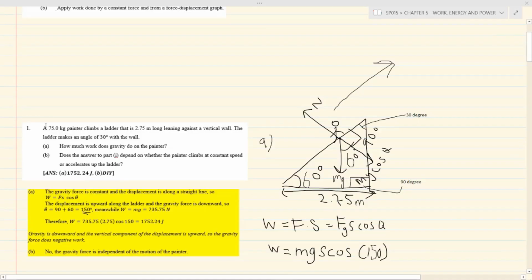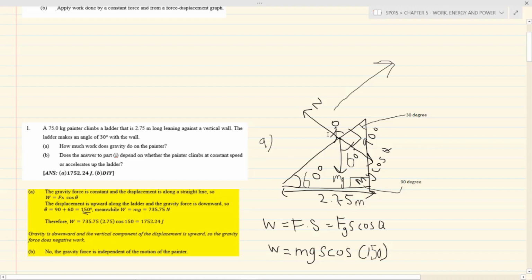Okay, a 75 kg painter climbs a ladder that is 2.75 meters long, leaning against a vertical wall. The ladder makes an angle 30 degrees with the wall. So ni adalah dia punya sketching lah. Okay, so ladder adalah sini. This part is the ladder. Okay, so just this part is the ladder. Then you have wall, vertical wall sini. So the ladder makes an angle 30 degrees with the vertical wall. Okay, dia jalan dekat sini 2.75 meters. Okay, so how much work is done by the gravity?